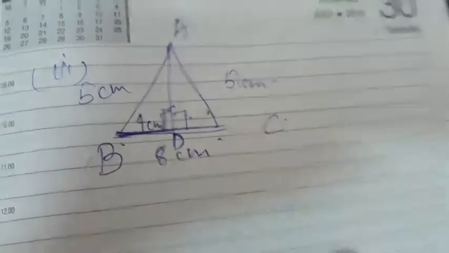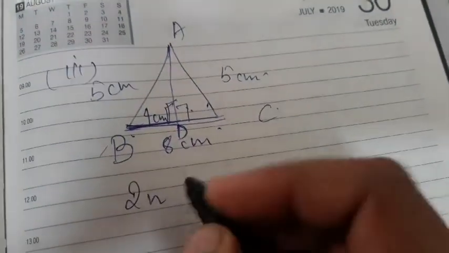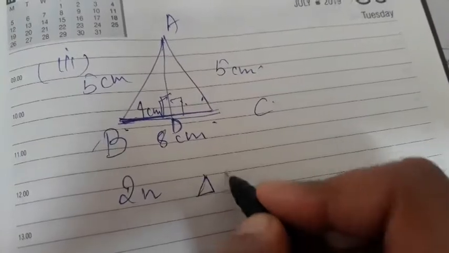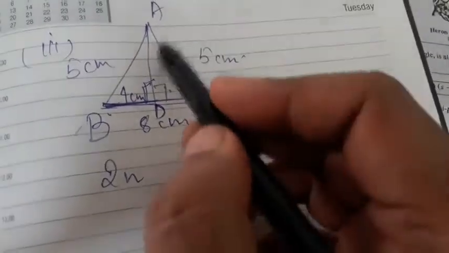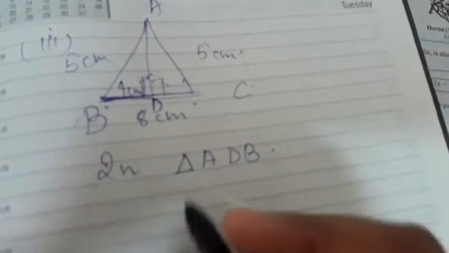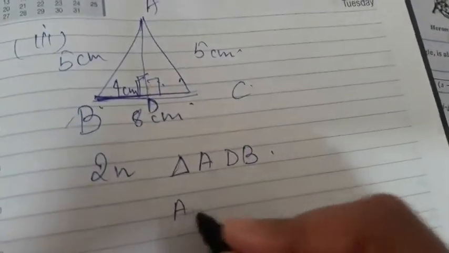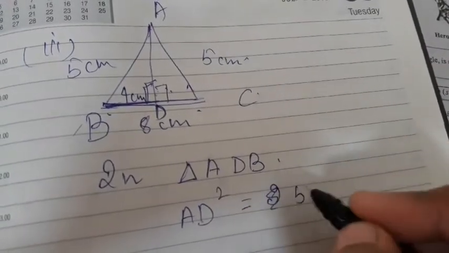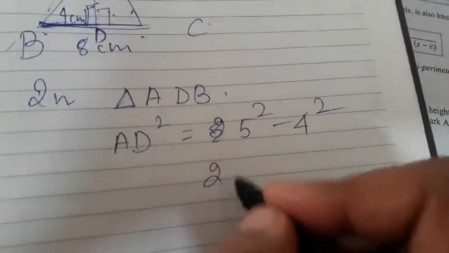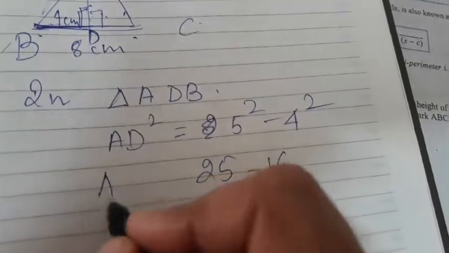Now, in triangle ABD, similarly, we are finding again the height. So to find the height, we can write AD square is equal to 5 square minus 4 square. Okay, this is 5, this is 4. So therefore 25 minus 16. What is 25 minus 16?